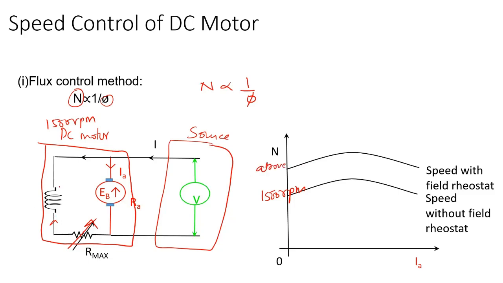Why is that? The current flowing through this winding, called the field winding, can be altered, so the flux can be altered. If resistance is maximum, the current is less, flux is less, and speed is more. I'm considering the flux proportional to the current flowing in the field winding. If the flux is less, the speed goes high. So using this method you can control the speed of the motor above 1500 rpm.